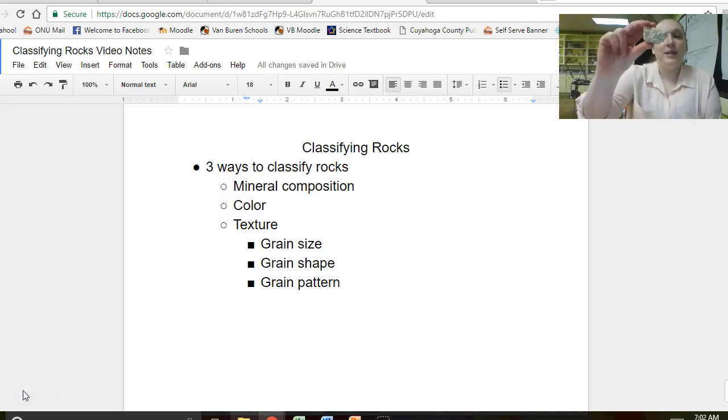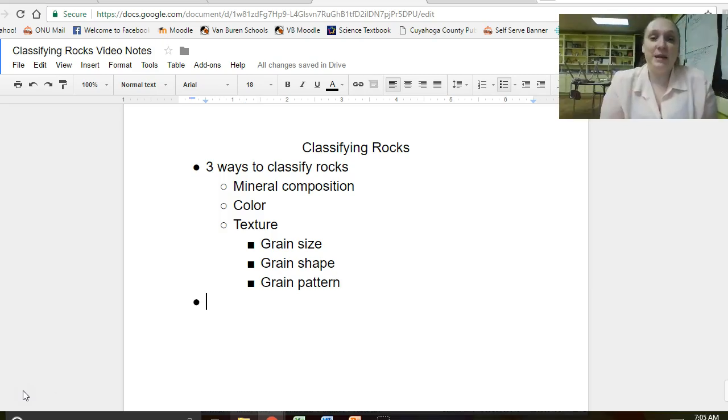This is a piece of coquina, a soft rock that's made up of limestone and broken shells. Just looking at the rock's texture, we can tell that it's rough, and the grain size is going to be large because we can clearly see the minerals throughout it. And its grains are also going to be jagged because it has that rough texture. And as far as grain pattern, there's no specific pattern.